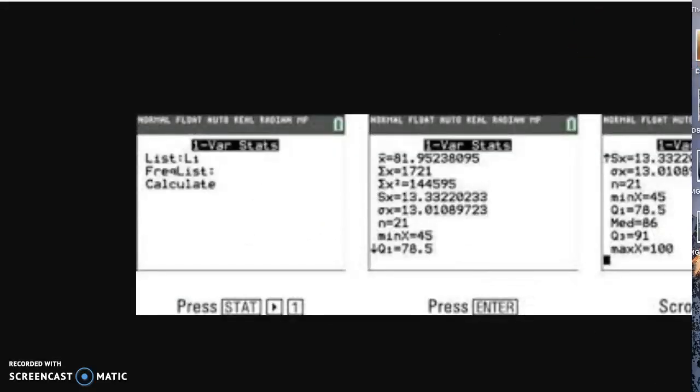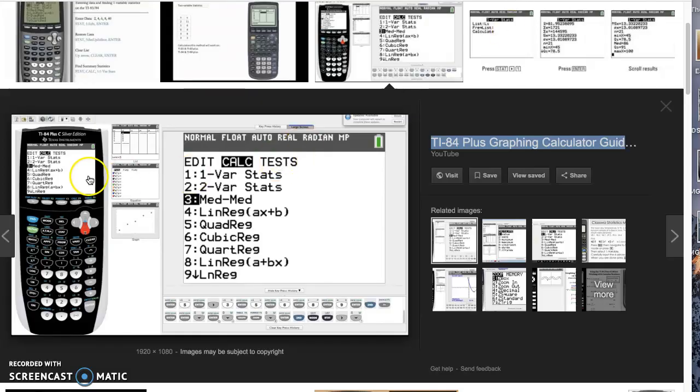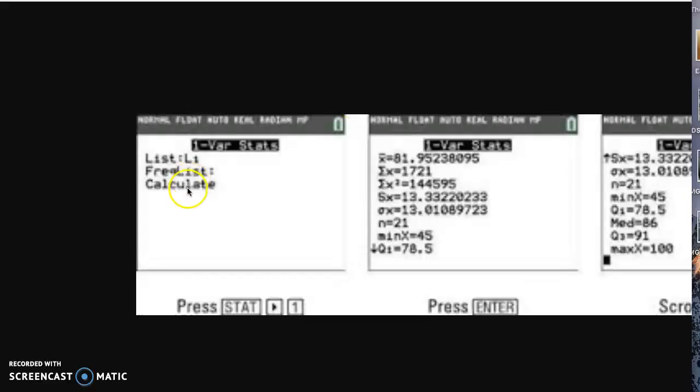How do we calculate that? Well, we need to go to stats, calculate, but we are going to use the one variable statistics. We're interested in only the x or only the y. If you remember, we have our x variables in list 1 and our y variables in list 2, so we will need to do this twice. For the x, we will put list 1. We don't have any frequency.